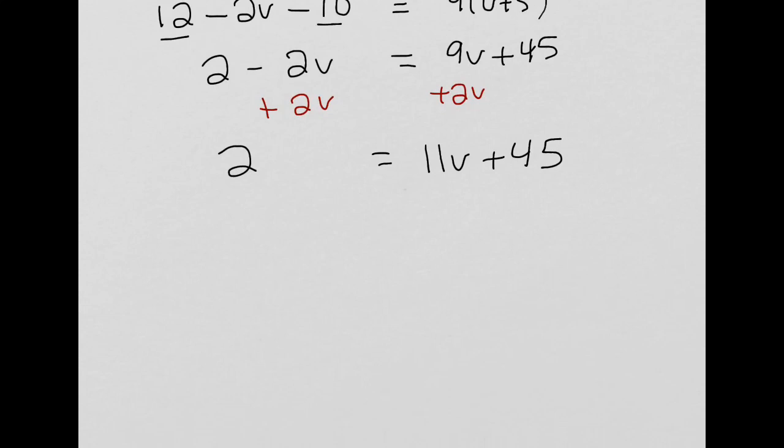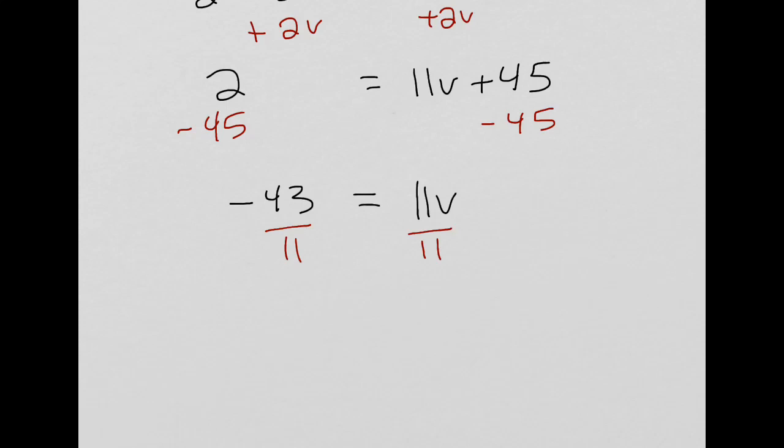And then let's get the 45 to eliminate that from the side. So we'll subtract 45 from both sides. If we do that, we'll be left with negative 43 on this side. On the other side, we'll have 11v. And then the last step is let's divide both sides by 11.